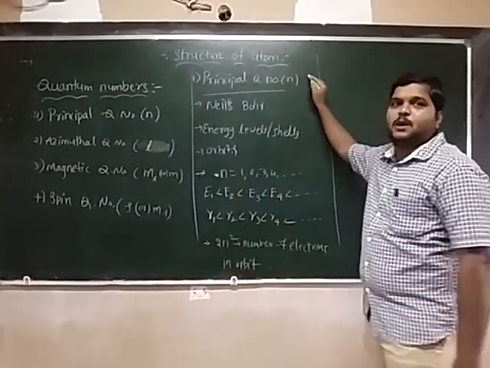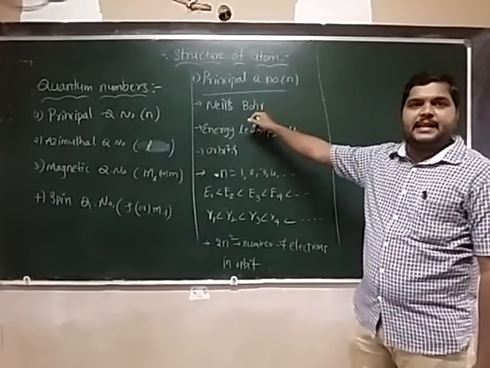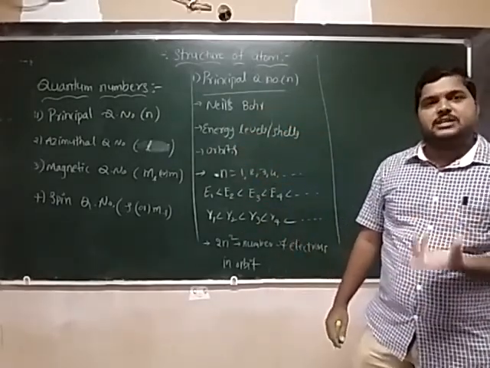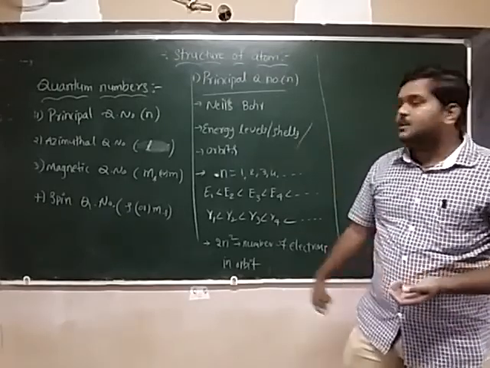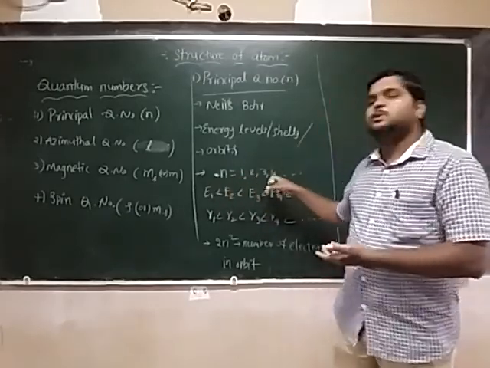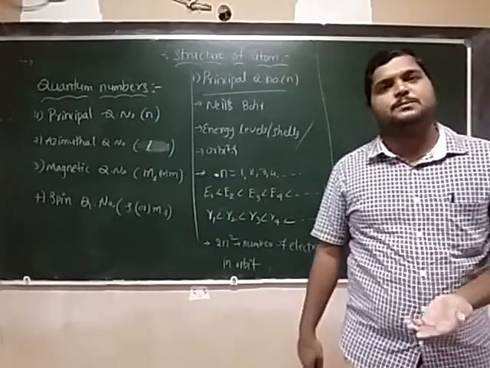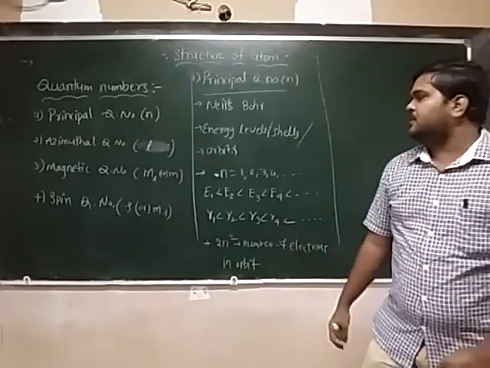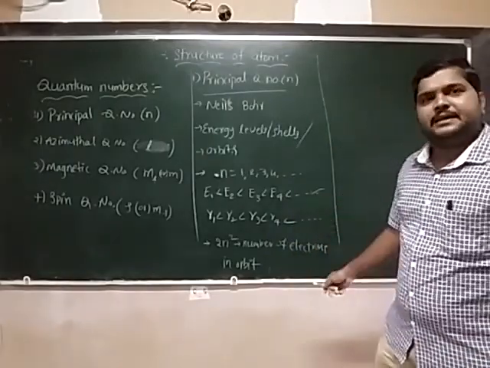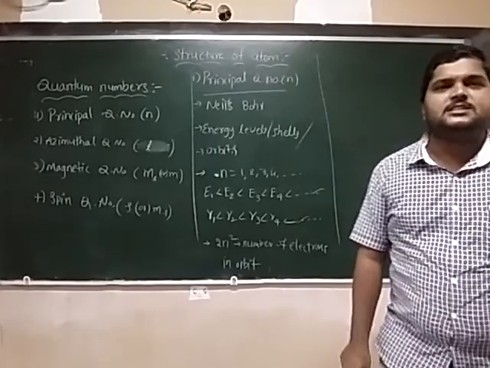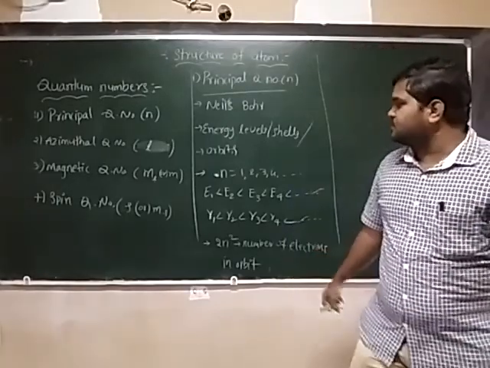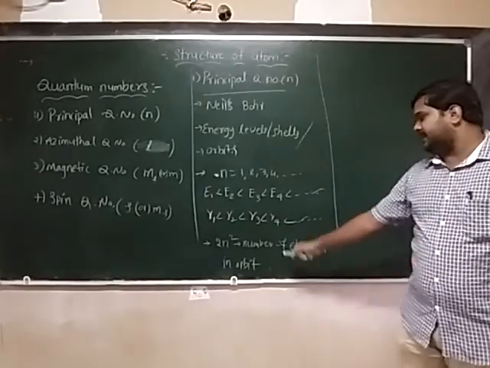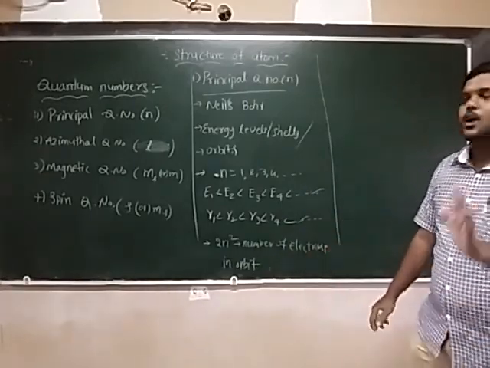It is indicated with small n, and it was given by Niels Bohr. It mainly gives information about the energy levels or shells or orbits. The n value starts from 1, 2, 3, 4, and it also gives information about the radius and energy of the orbit. By increasing the n value, energy increases, and the radius of the orbit also increases. By using this, we can find the total number of electrons present in an orbit, that is 2n square.